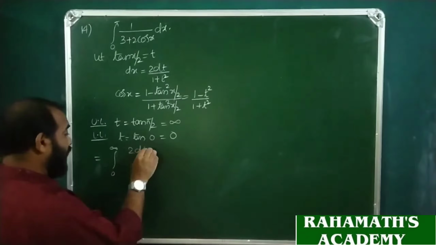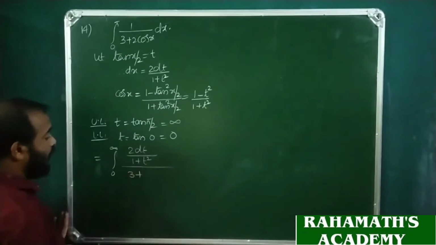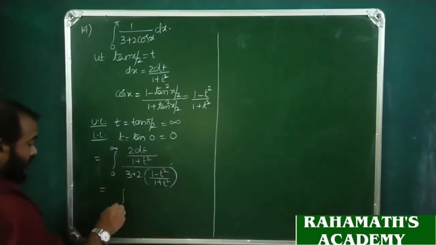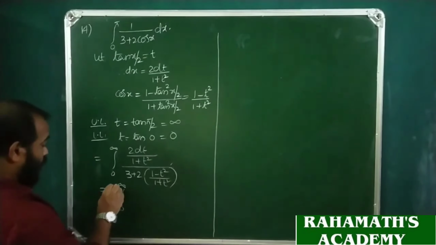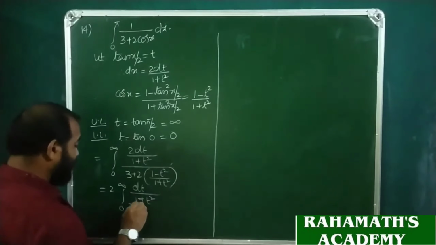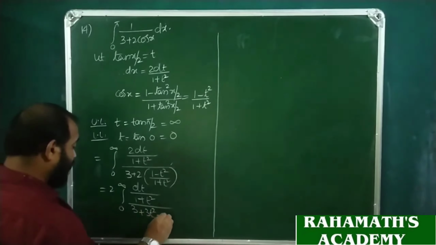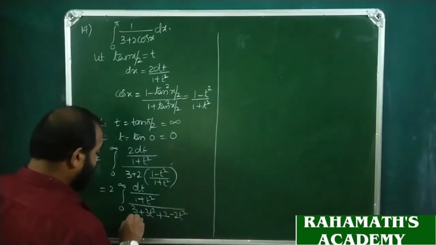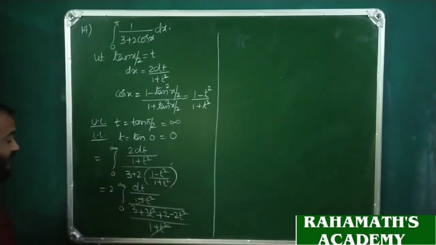So dx is 2 dt by 1 plus t square, and 3 plus cos x is 3 plus (1 minus t square) by (1 plus t square), from 0 to infinity. So 2 into dt by 1 plus t square, over 3 into 1 plus t square, which is 3 plus 3t square, plus 2 into 1 minus t square, 2 minus 2t square, by 1 plus t square. So this and this get cancelled.